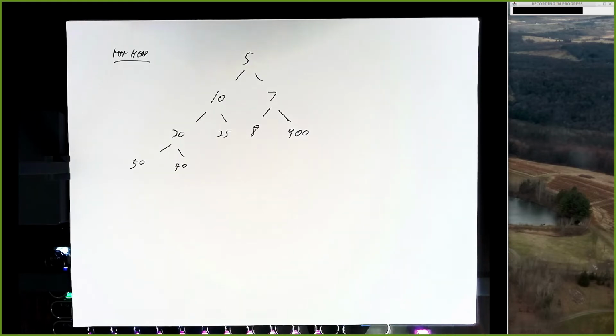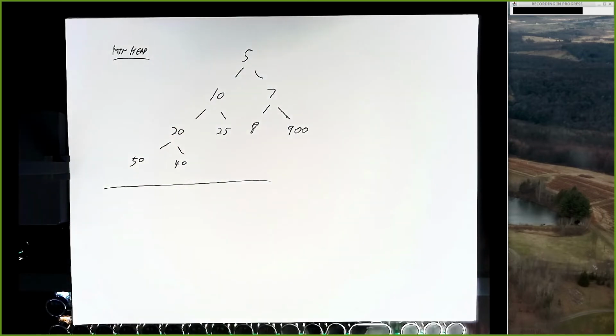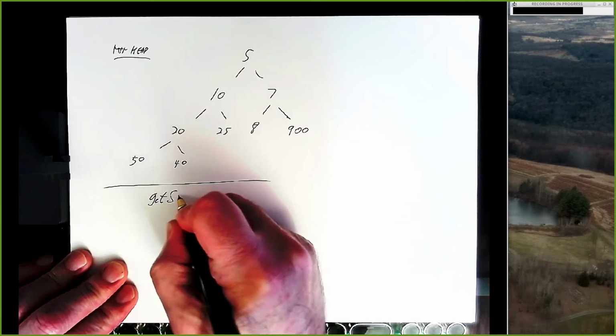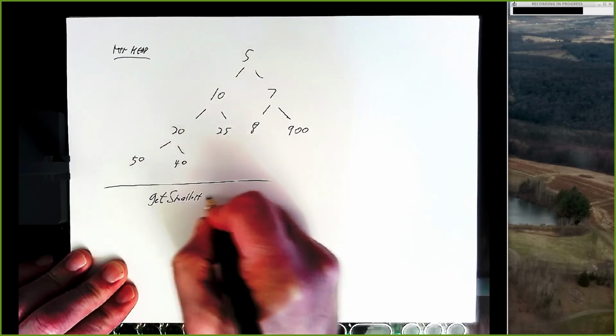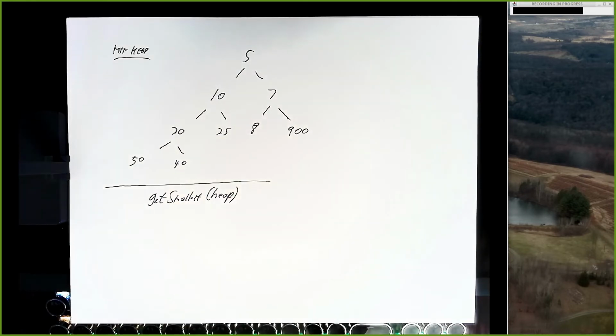Alright, so what do we do with a heap? We've got a heap, it's got a bunch of numbers in it. With a min heap, what we can do is ask for the smallest number. We can say, tell me the smallest number in the heap, and remove it from the heap. Alright, so first question, where in the heap would I find the smallest number? Root, right? It would be at the root.